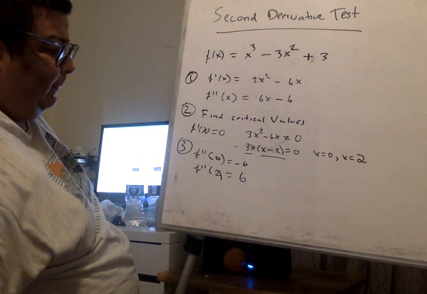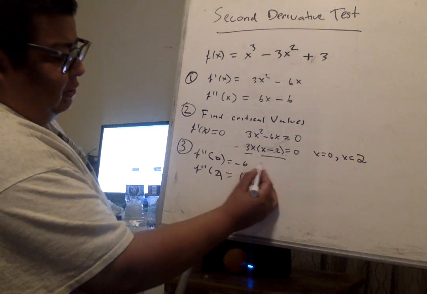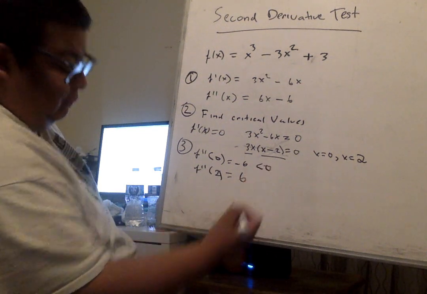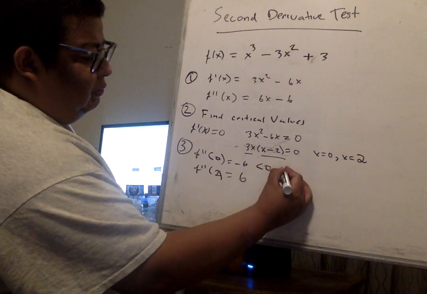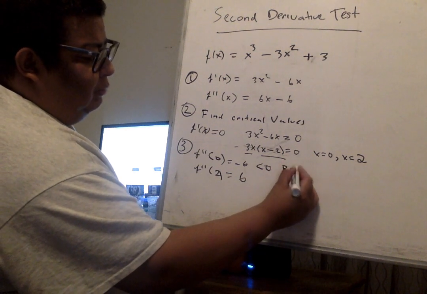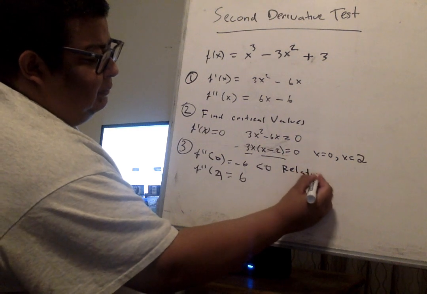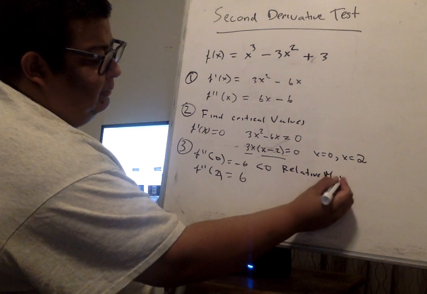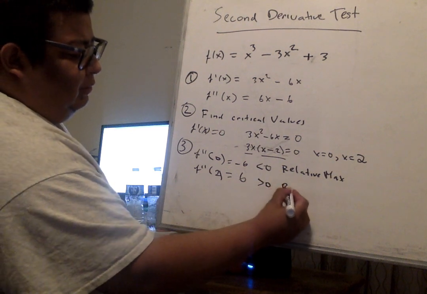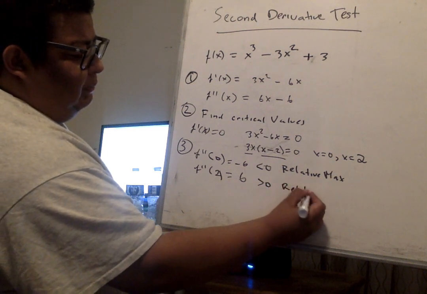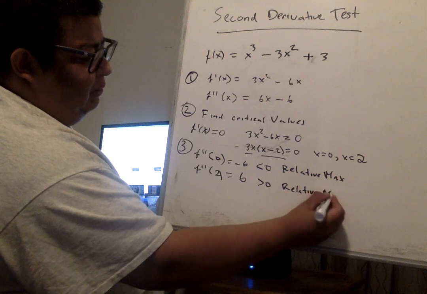Okay, because minus 6 is less than 0, we have a relative max here, and then this is greater than 0, we have a relative minimum.